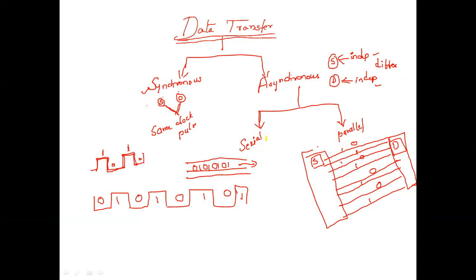Fine. So this is the brief introduction regarding data transfer. Data transfer means we have to transfer the data from source to destination. In how many ways can we transfer that data? We can transfer the data in synchronous mode, and also in asynchronous mode. Synchronous and asynchronous. What do we mean by synchronous?